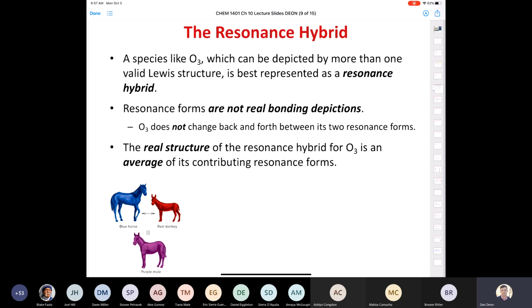It's not switching back and forth between those two resonance forms. The real structure is the resonance hybrid, which again, we're going to look at on the next slide. Now, before we do that, here's the analogy that's used in our textbook. I actually put the picture in here because I thought it was so funny.